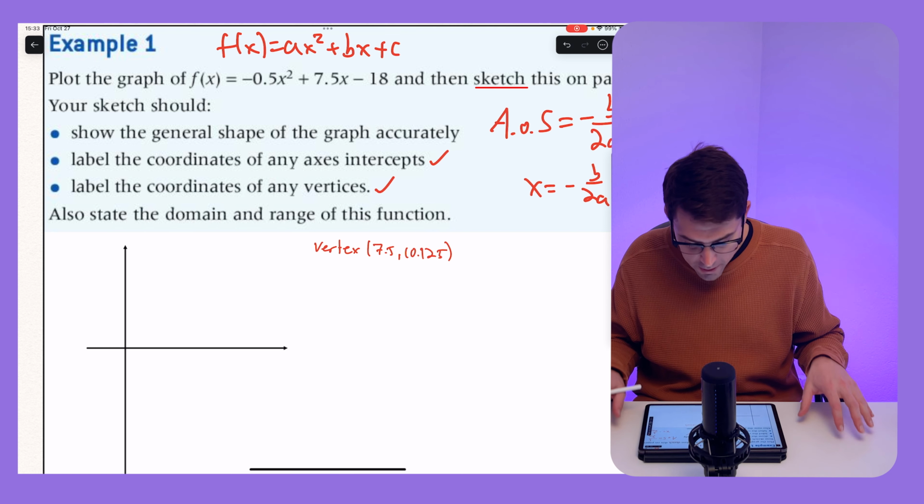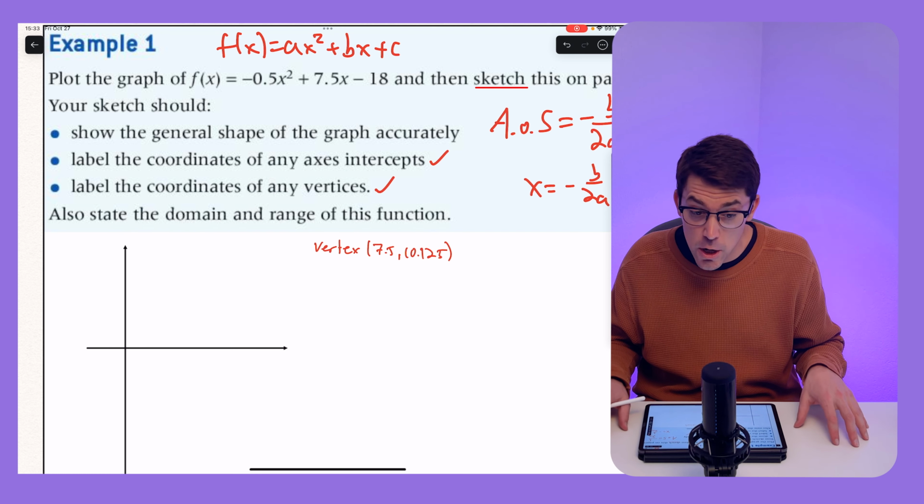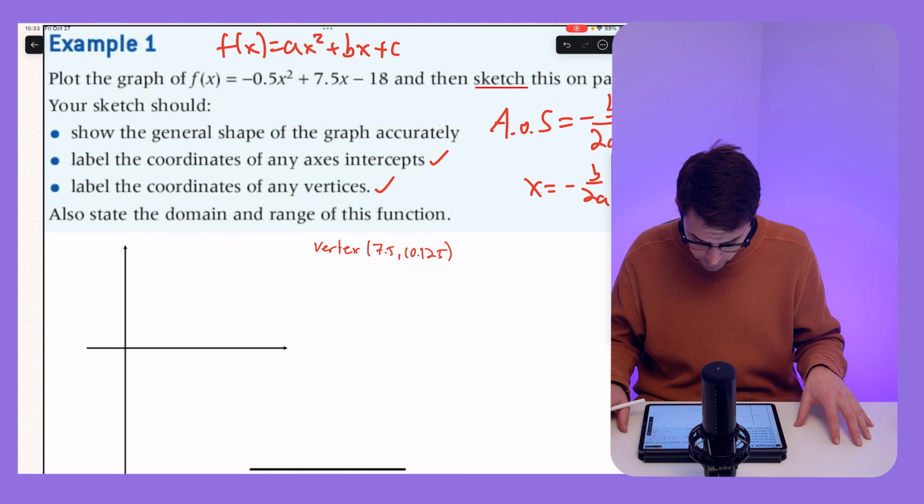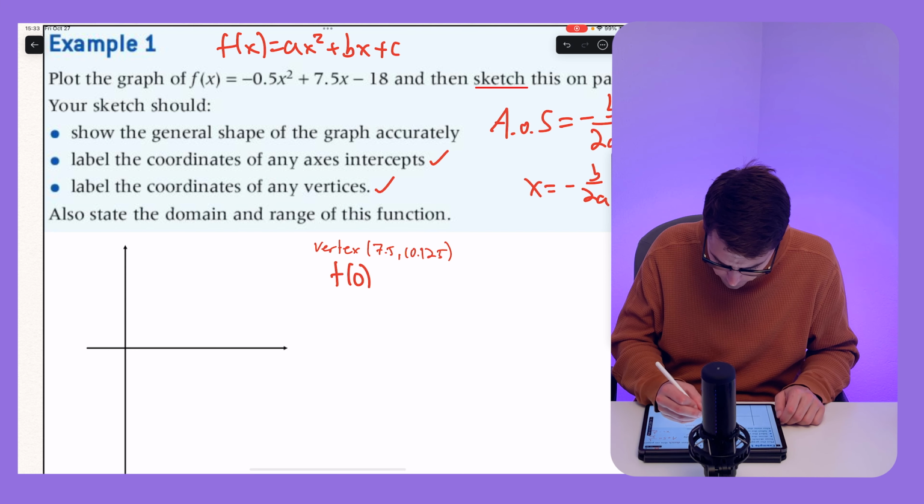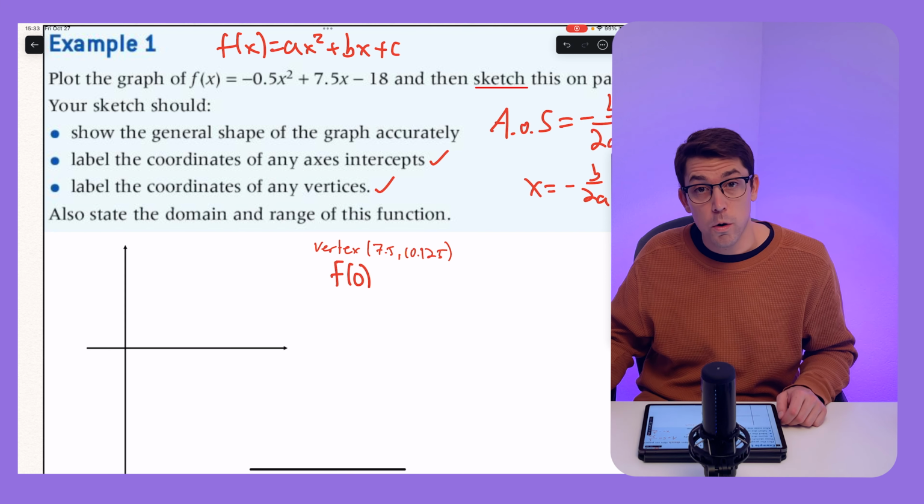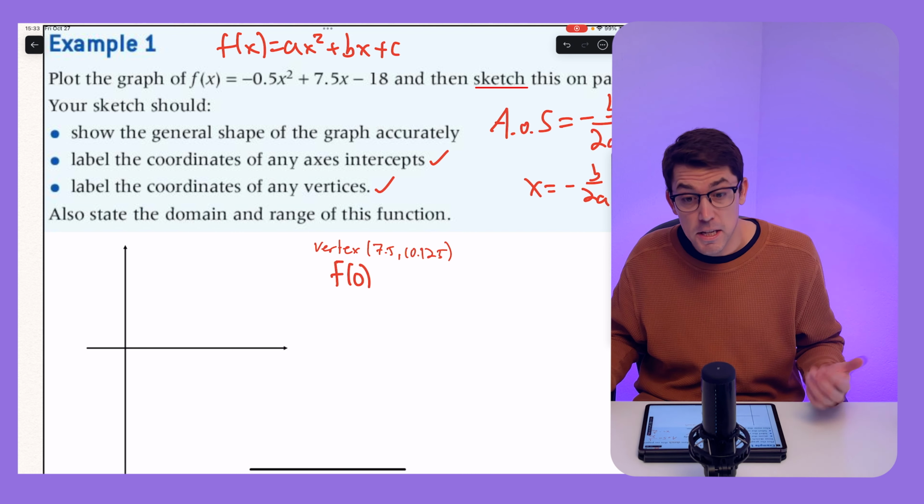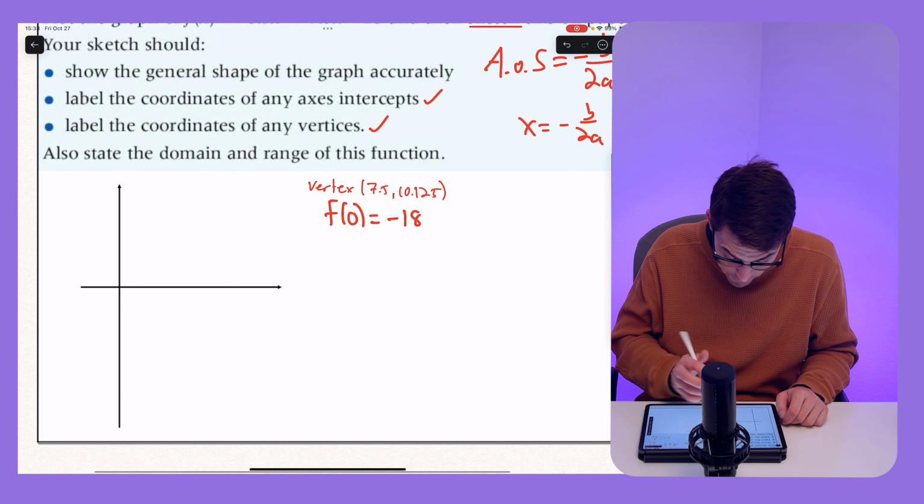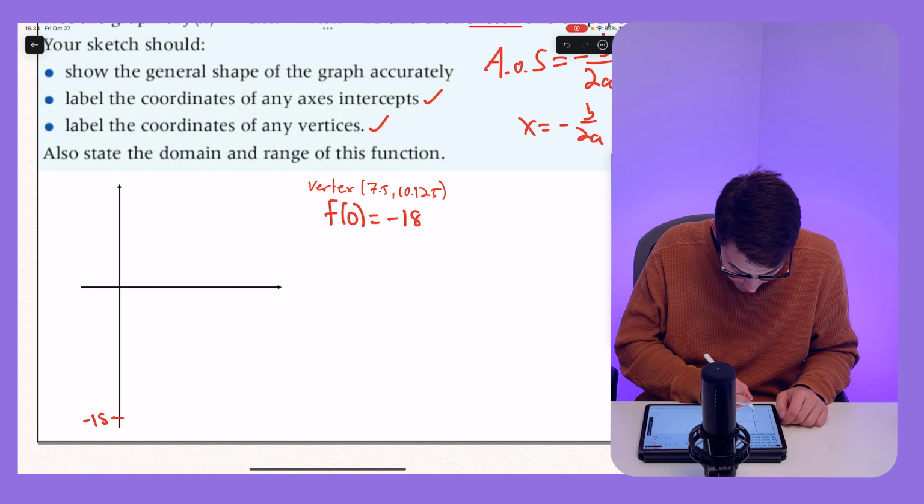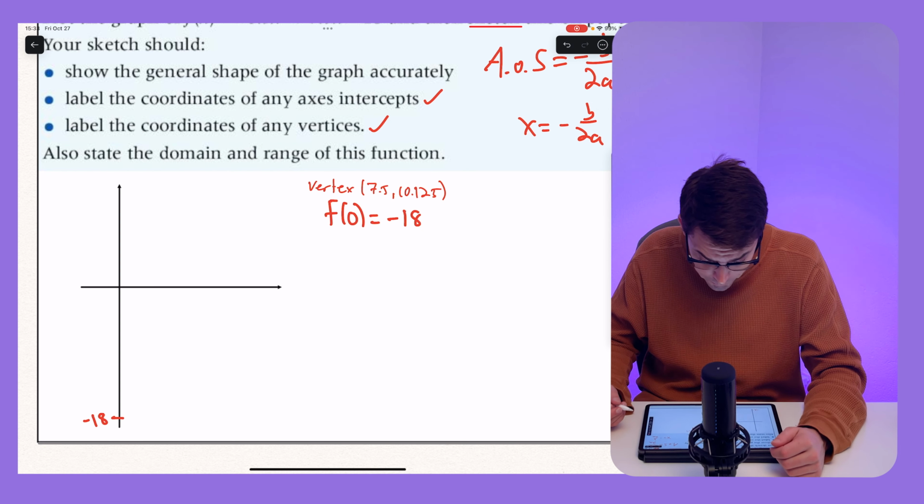What we can also do is figure out what the axes intercepts are. So let's think about this. Easy one right off the bat is the y-intercept, because if I plug in 0 into x, if my x-coordinate is 0, that means whatever my output is has to be my y-intercept, and you'll find that that is negative 18. So I'm going to have a point for sure at 0, negative 18, and it's going to follow that.